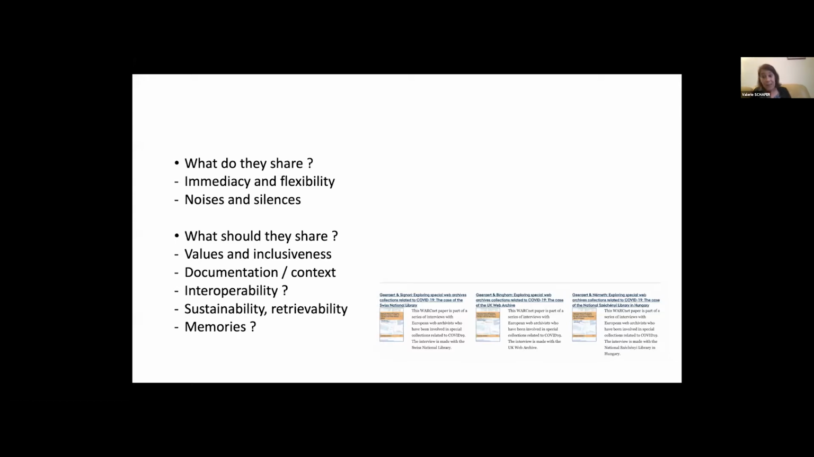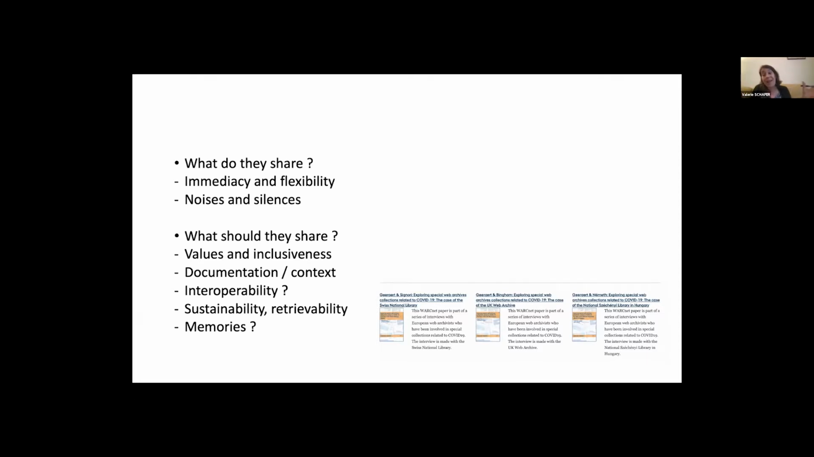Probably inclusiveness. An initiative like DocNow was also created in order to reflect the Black Lives Matter movement, with the idea that it was not correctly or sufficiently preserved. So some values, of course. Documentation and context. This is what we are trying to do within the WebNet project, but Friedel will talk about it, and also conducting oral interviews with web archivists to know a bit more about the collections. Interoperability, we may hope in the future, but it's quite difficult.